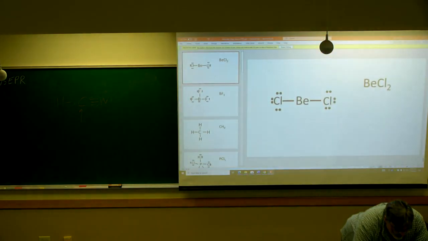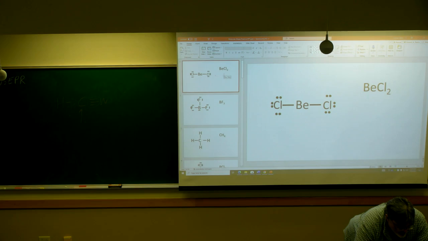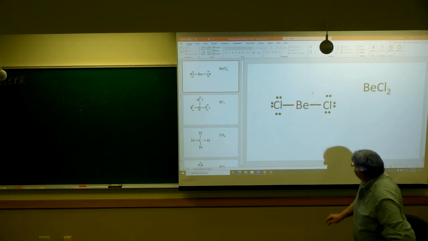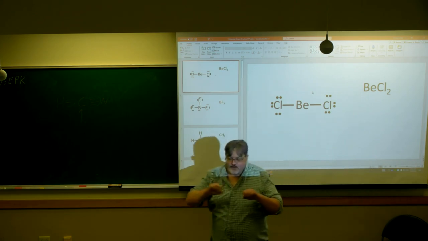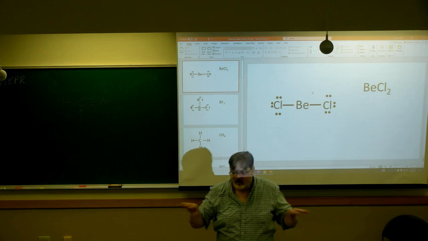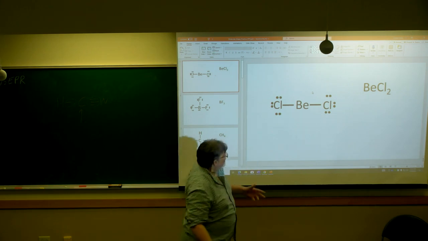Let's keep going. You can download this too. It's on D2L under test 2 practice. But if I said BeCl2 and you built this Lewis structure, you would look at it and go, okay, there's 2 electron domains. 1, 2. And if those are going to get as far apart from each other, they're going to be 180 degrees away from each other. The shape, we call that linear.